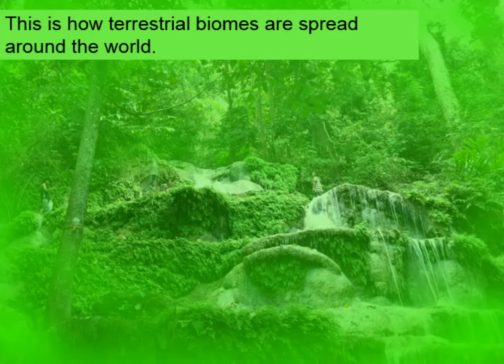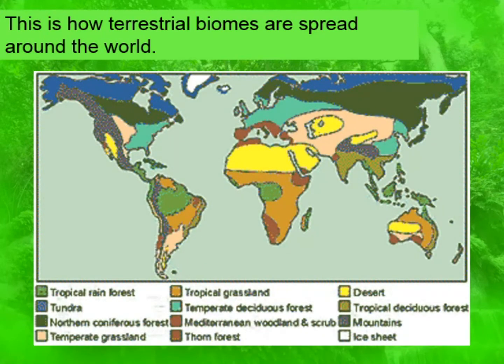So here is a map of how terrestrial biomes are spread around the world. And you can see they have names like tropical rainforest, or tundra, or temperate deciduous forest, etc. They are just general types of landscape.